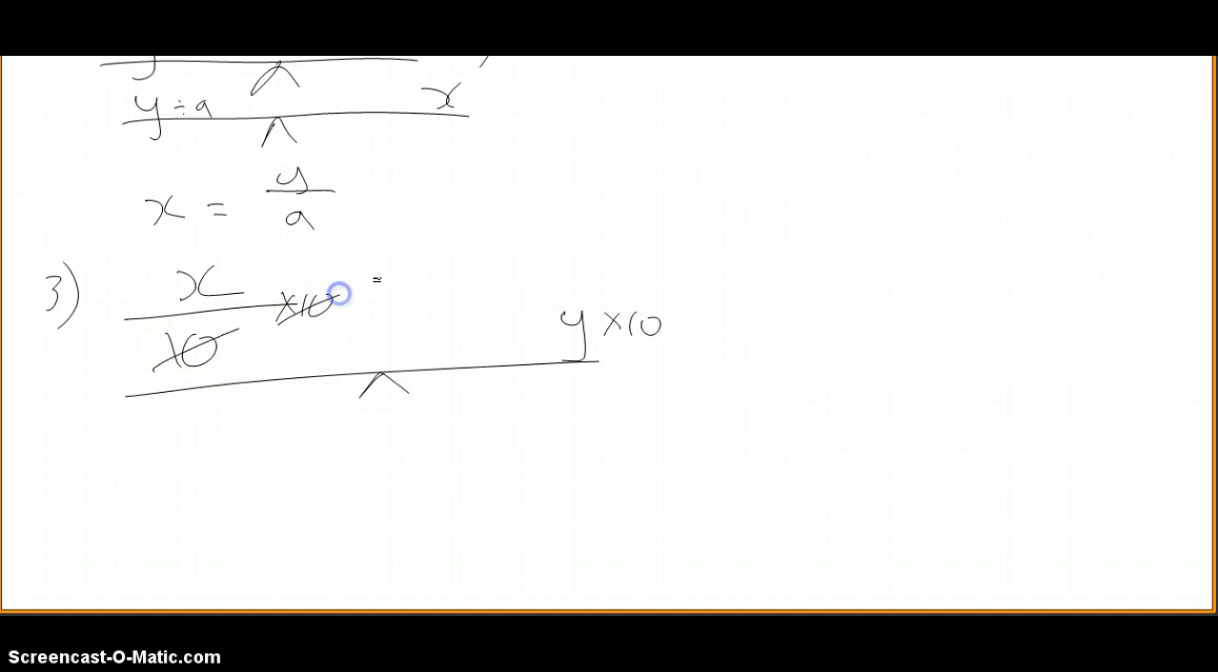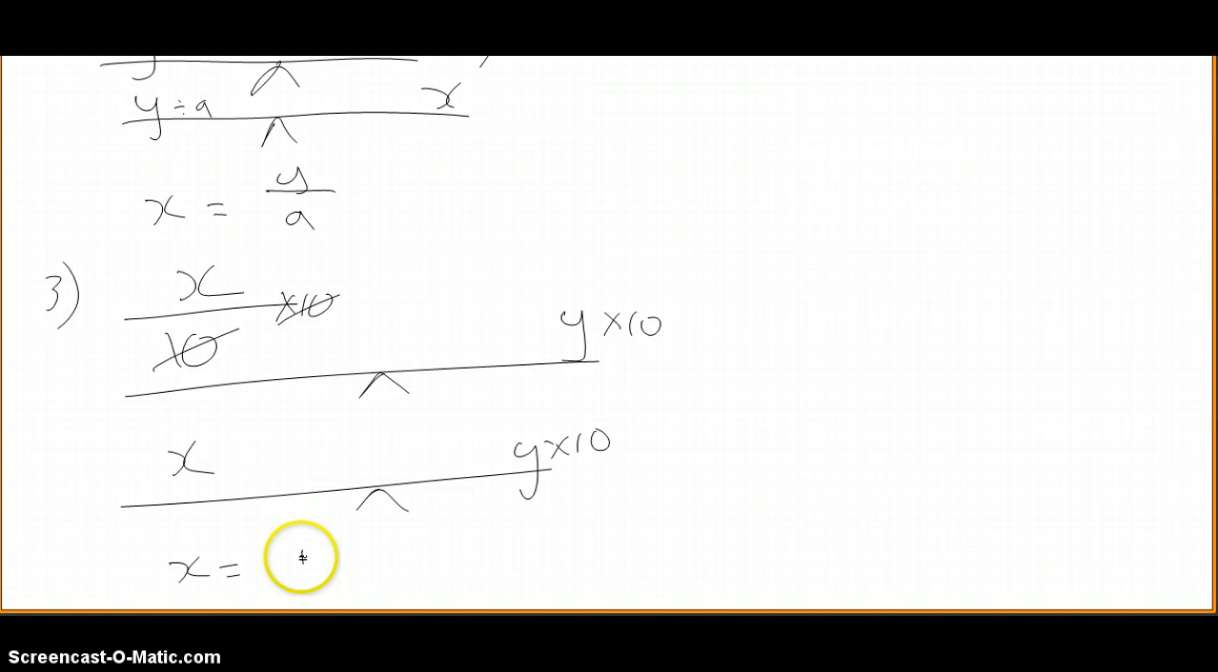The 10s cancel themselves out. If you take any number in the world, times it by 10, divide it by 10, you get back to the same number as you started with. So in other words, x now is balanced exactly with y times 10. That's both sides. X happens to be by itself. The answer becomes 10y. Same as y times 10, right? Let's do a couple more.